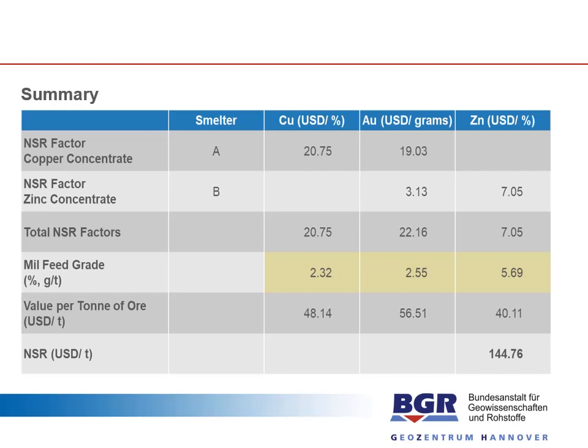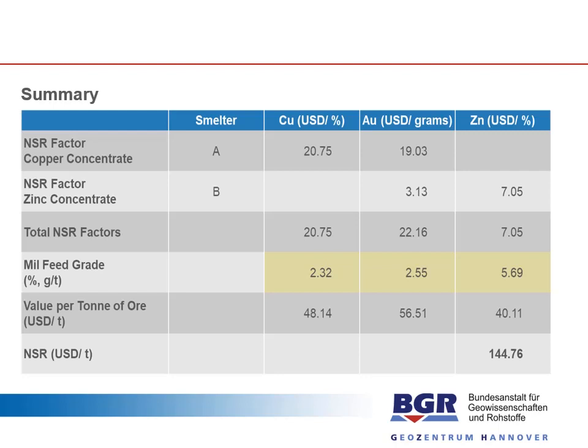$144.76 in this case. I know that the metal prices for copper, for gold, but also for zinc are higher nowadays, so the value per ton will also be higher. I did not change this because it is not important for this particular example. You can do your own calculations with your own data to see what would be the net smelter return.